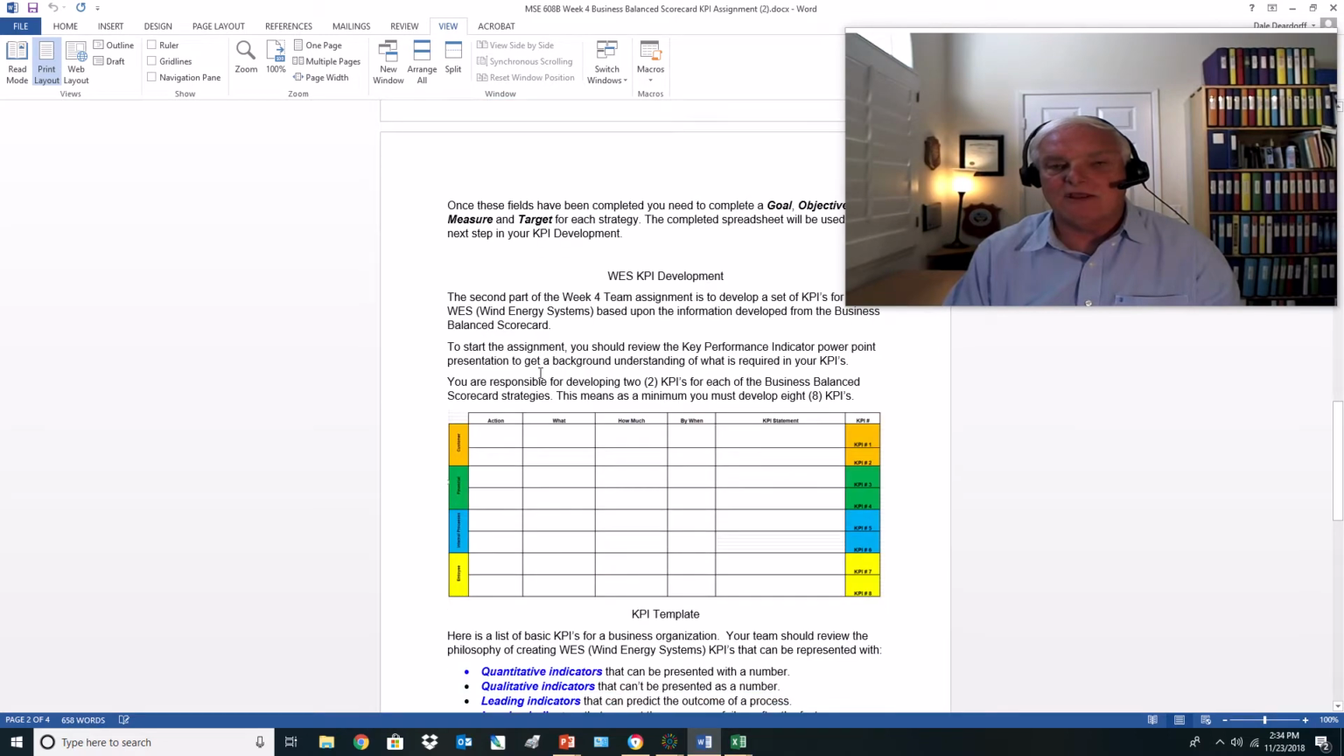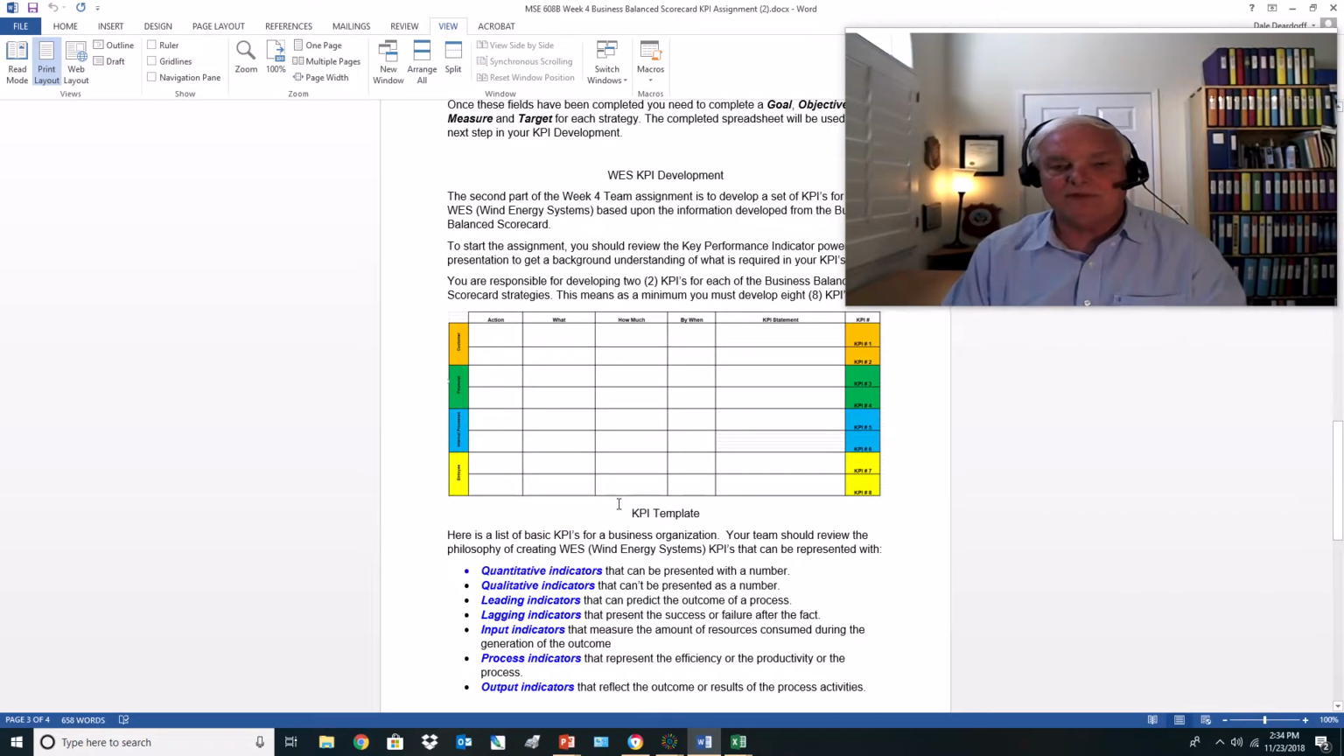Then you're going to put together KPIs, and these KPIs are going to be directly linked to the strategies you created previously. So you'll see that you've got a matrix on the side, once again, for customer, financial, internal processes, and employee, and you will be responsible for designing and developing two KPIs for each one of these areas.